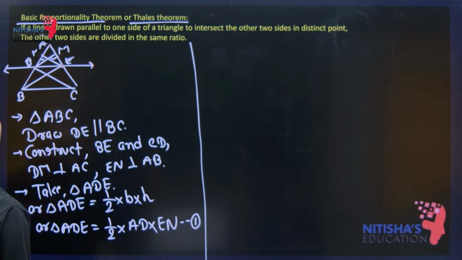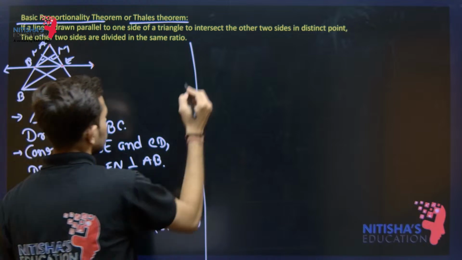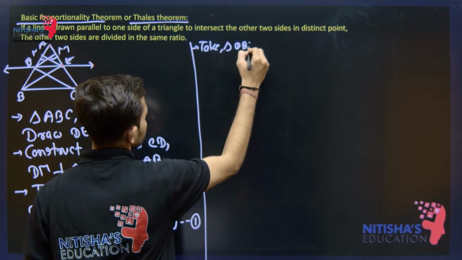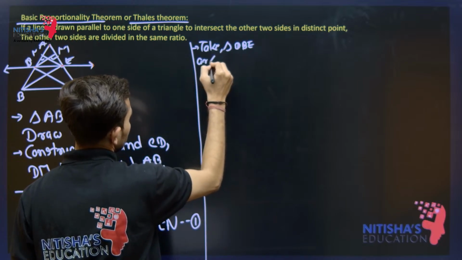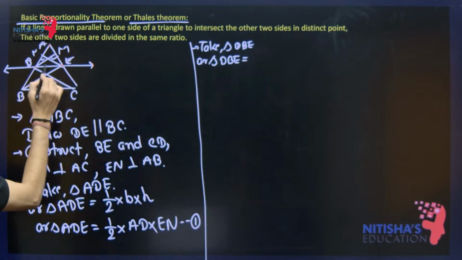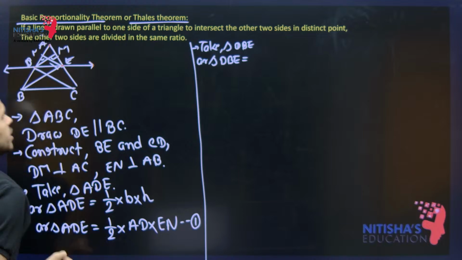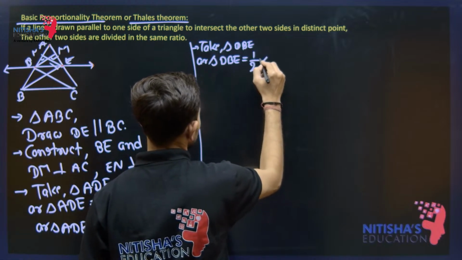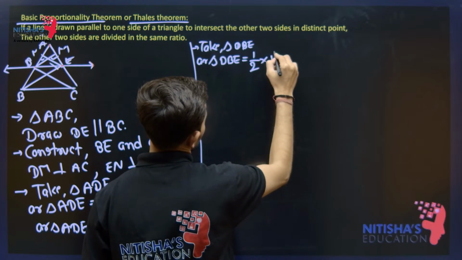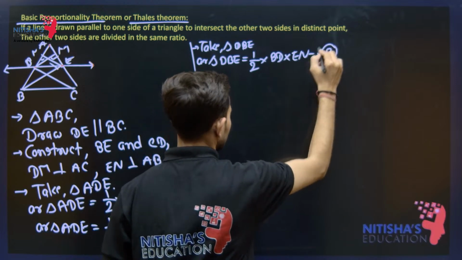Now let's take the area of triangle DBE. So area of triangle DBE is equal to, the height will remain same which is EN, but the base will get changed which is BD. So it is 1 upon 2 into EN which is our height and BD which is our base. This is our equation number 2.